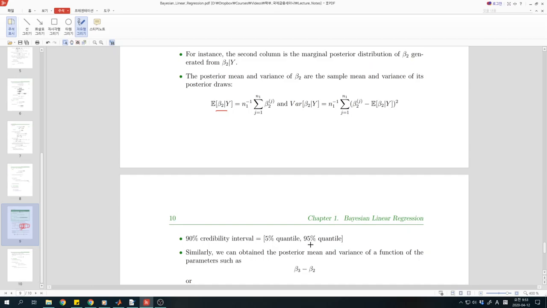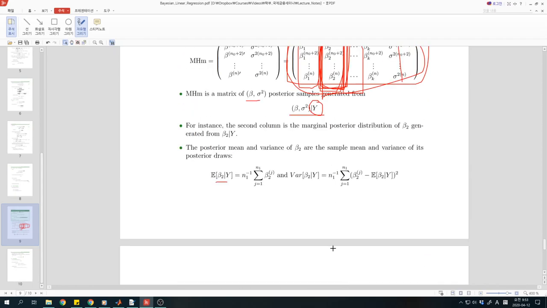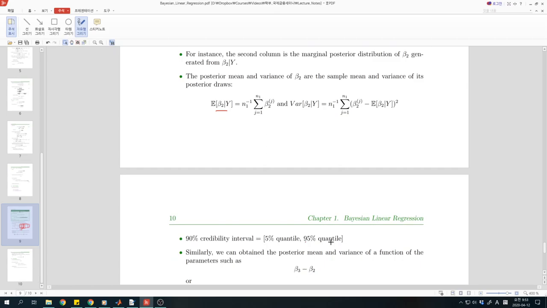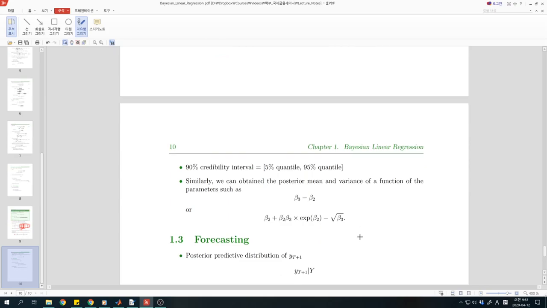And then the 9,500th value of beta 2 will be what? The 95% quantile. And these two values define the 90% credibility interval. Okay, so to compute the 95% credibility interval, you will compute the 2.5% quantile and the 97.5% quantile, right?